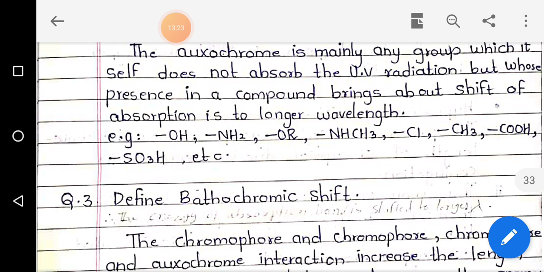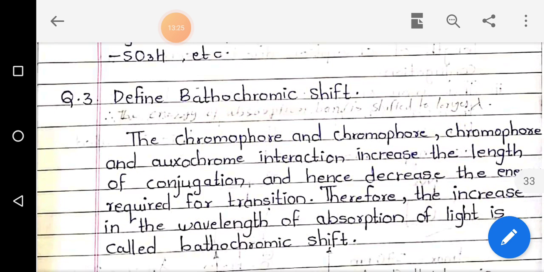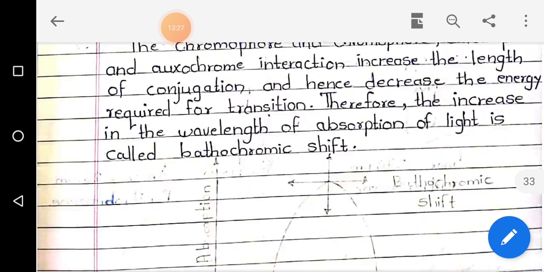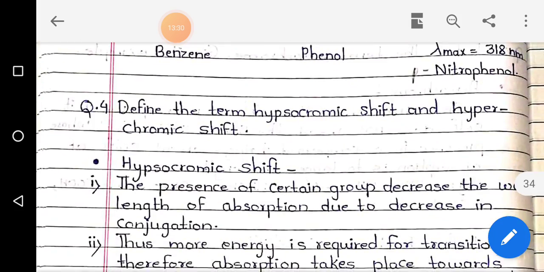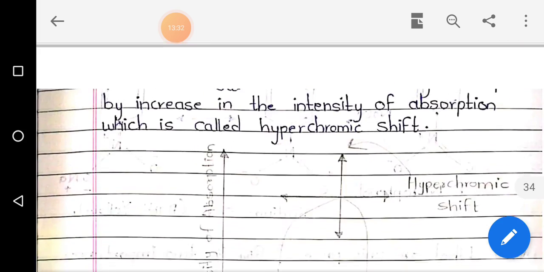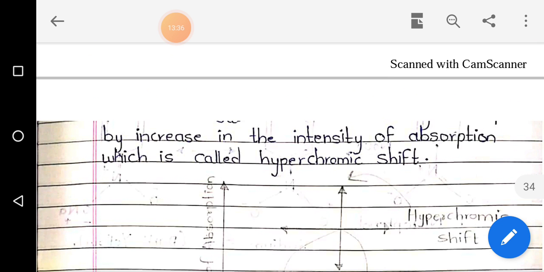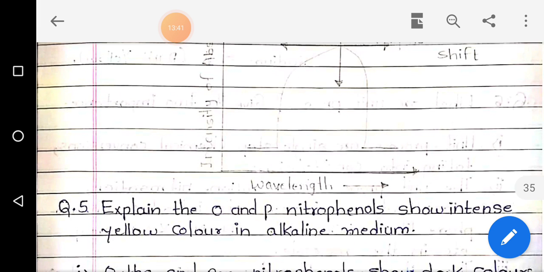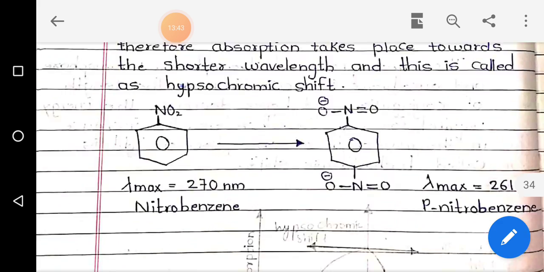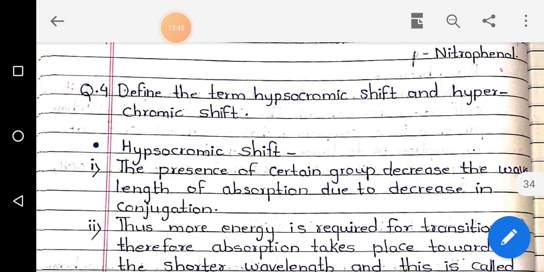So in the next lecture we will discuss the bathochromic shift, hypsochromic shift, and other shifts. There are two types of chromic shift, bathochromic and hypsochromic, along with hypochromic and hyperchromic effects. We will discuss them in the next lecture.